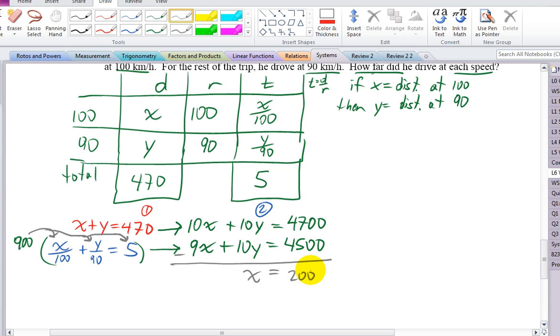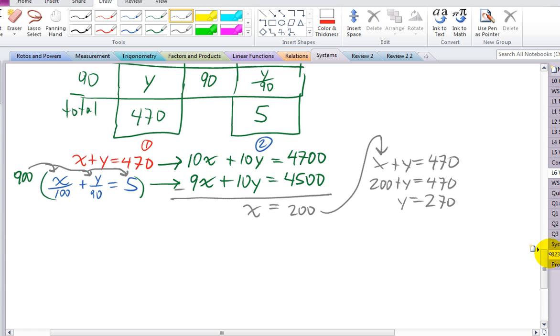Okay. So then I'd substitute into x plus y equals 470. I mean, that's the easiest version of the question you have. So I'd put that in there. And so y equals 270. Okay. So what's the answer to the question?